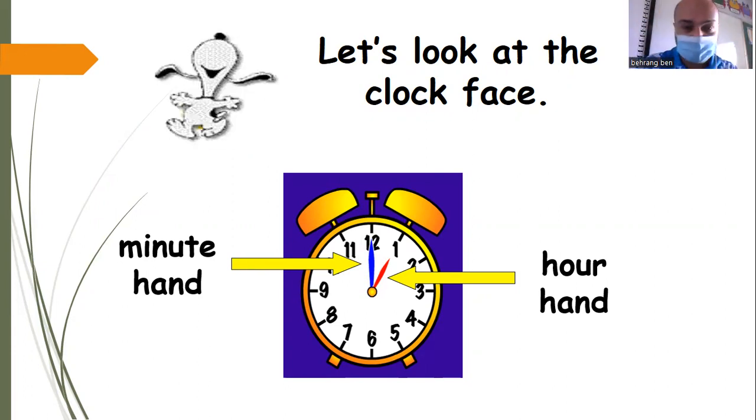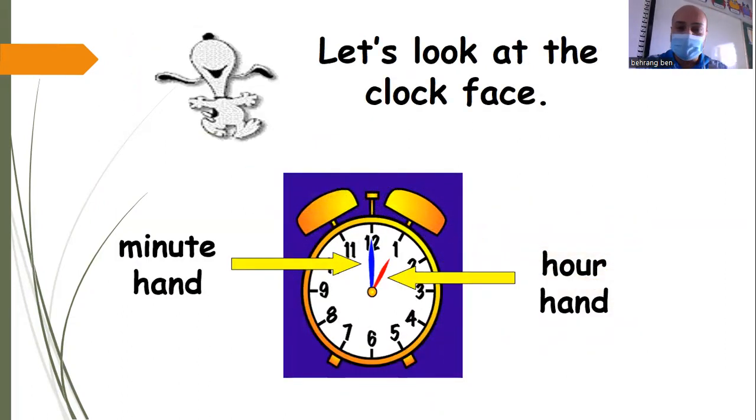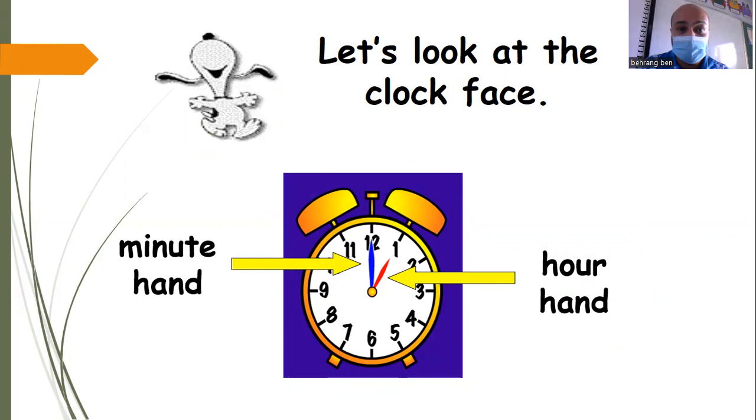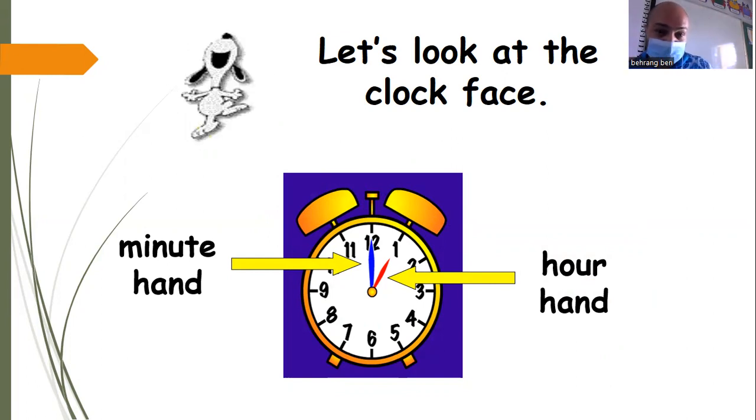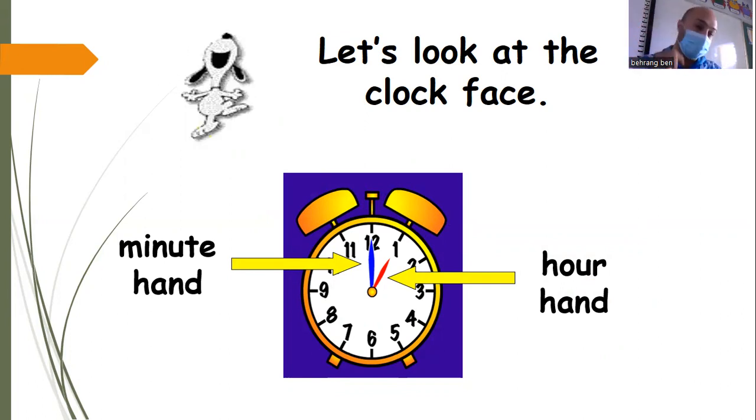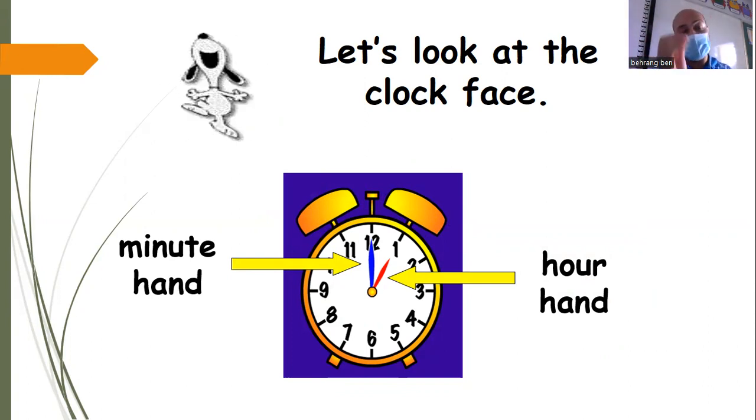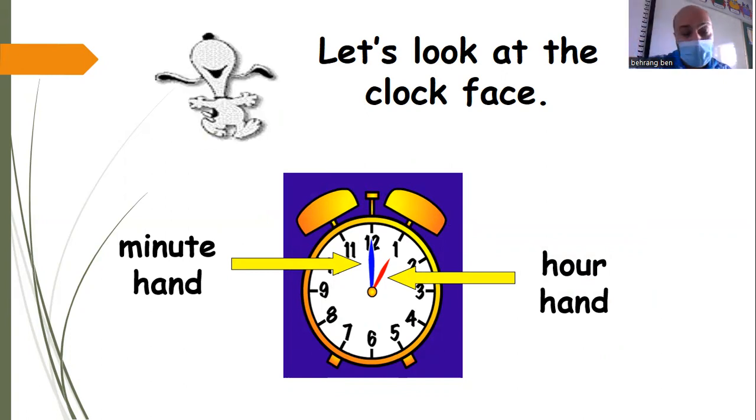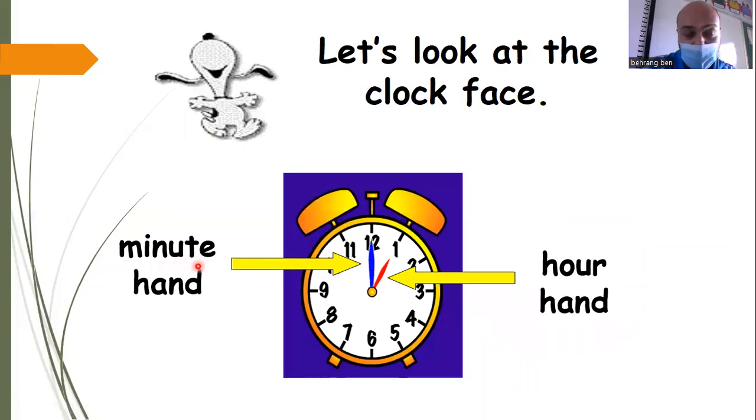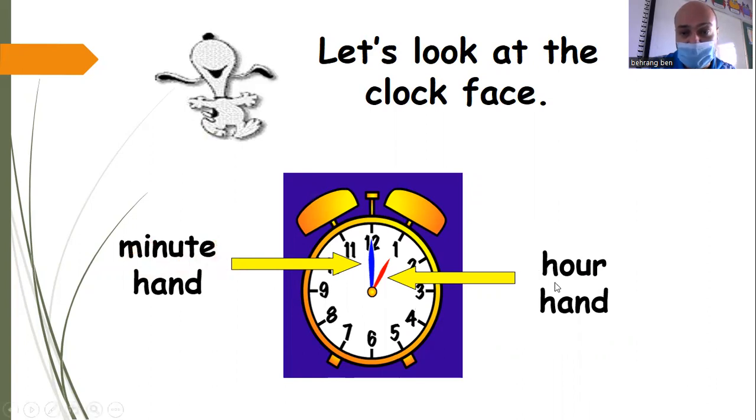All right. So let me tell you something. The time is formed of two numbers. One is hour, and another one is what? Minutes. Correct. One number is hour, another number is minutes.